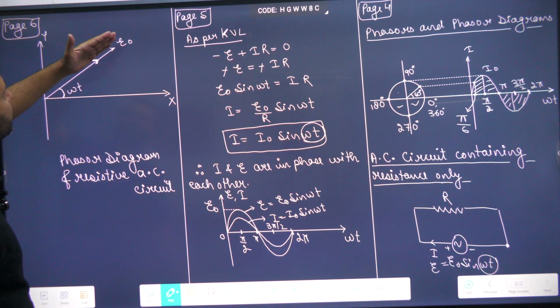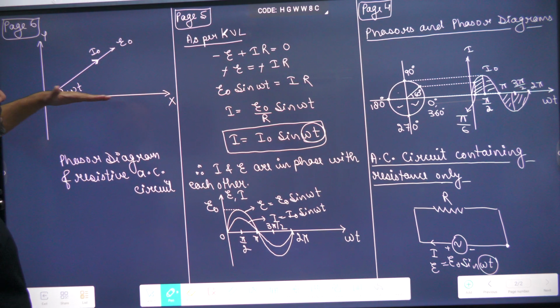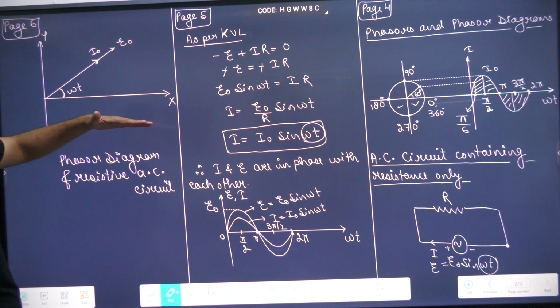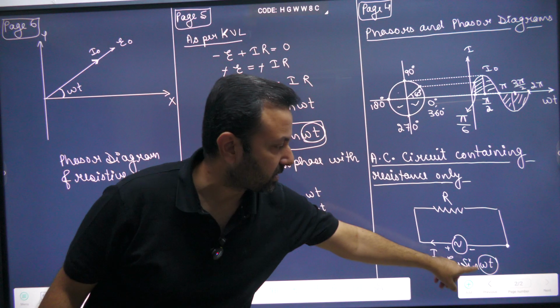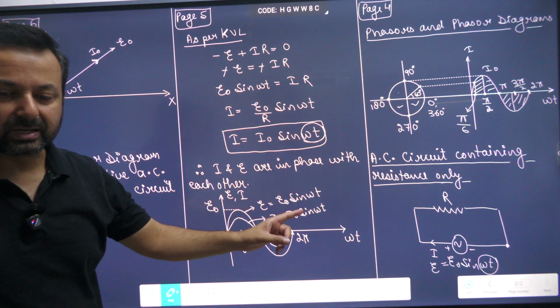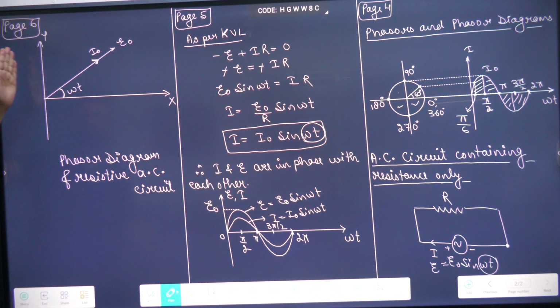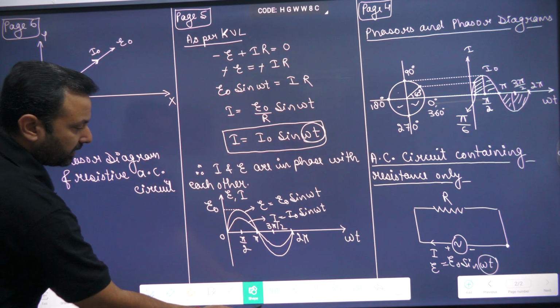Okay, and they have shown one thing. We always know that if E naught is like this and the angle is omega t, then the horizontal component of E naught will be along the x-axis, and that is called E naught cos omega t. But I am not interested in E naught cos omega t. I am interested in E naught sin omega t. Where will that sin omega t be? Sin omega t will be on the y-axis. Understand what I am saying?